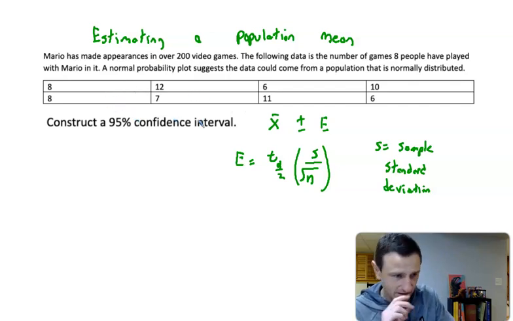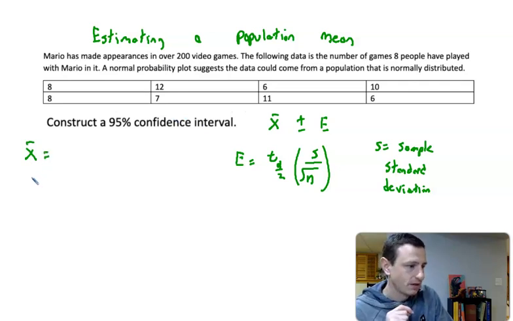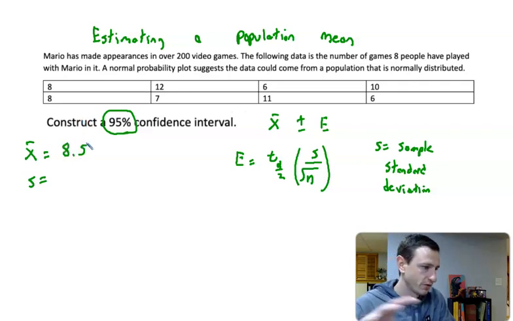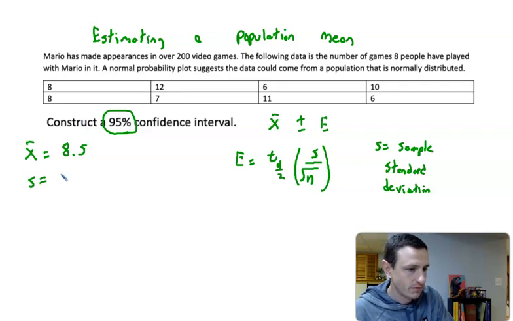What we need from this data is x bar, the sample mean, and the sample standard deviation. And what we want to do is construct a 95% confidence interval. The level of confidence will come into play when we get our critical value from the t-distribution. Just to save some time on this video, so you're not watching me hit buttons on my calculator, I went ahead and got the mean. The mean comes out to be 8.5, and the sample standard deviation is 2.27.